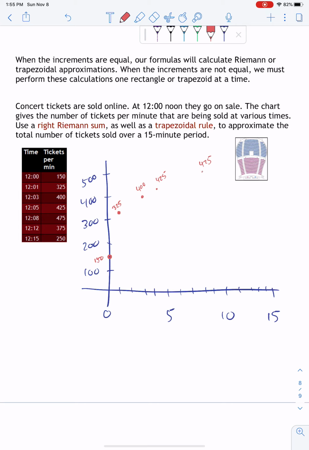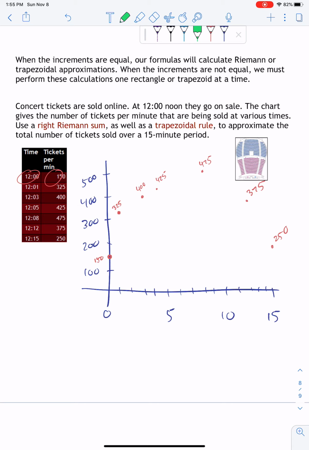And I know these aren't going to be perfectly to scale, but I'm just trying to show you what's going on. At 12 minutes, we're at 375. So we kind of drop down here to 375 at 12 minutes. And then at 15 minutes, we're selling 250. So these are the average ticket sales per minute at this amount of time. So it wants me to estimate the total tickets sold using a right Riemann sum.